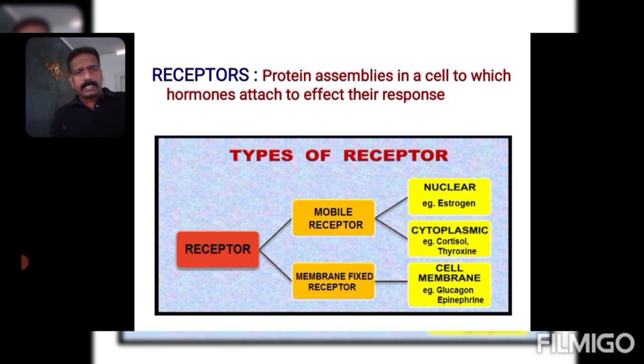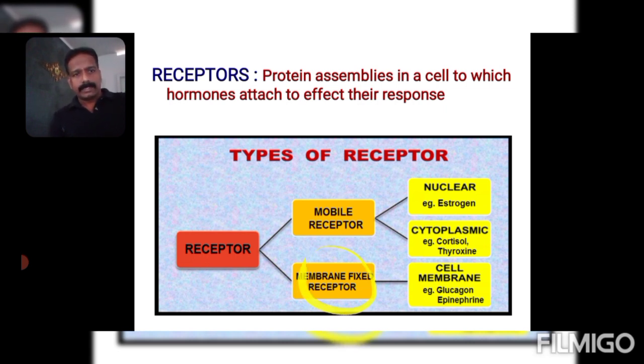Now, these mobile receptors can be present in the nucleus. So they are nuclear receptors. For example, estrogen takes the route of nuclear mobile receptors. Whereas there are cytoplasmic receptors, which are present in the cytoplasm. Cortisol and thyroxine take the route of mobile cytoplasmic receptors.